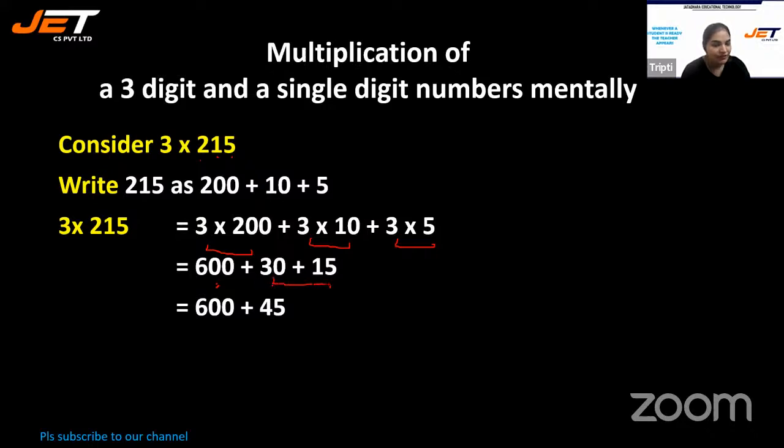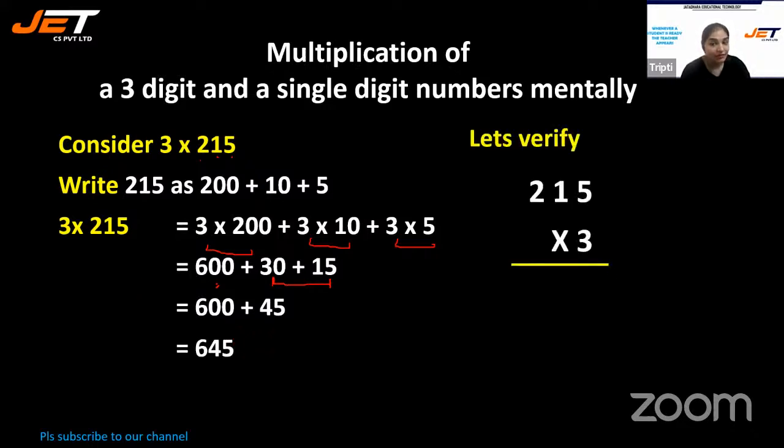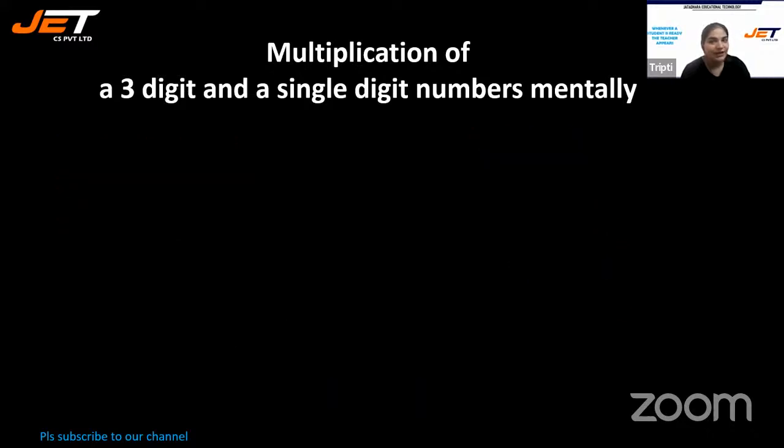So 600 plus 30 plus 15. You can even do it together, or 600 plus 30 first, whatever way is comfortable to you. So 600 plus 45 is 645. Now let's verify. 3 times 5 is 15. 1 here, 5 here. 3 times 1 is 3, plus 1 is 4. 3 times 2 is 6. 645. Great if you got the right answer, and if not, please practice more.